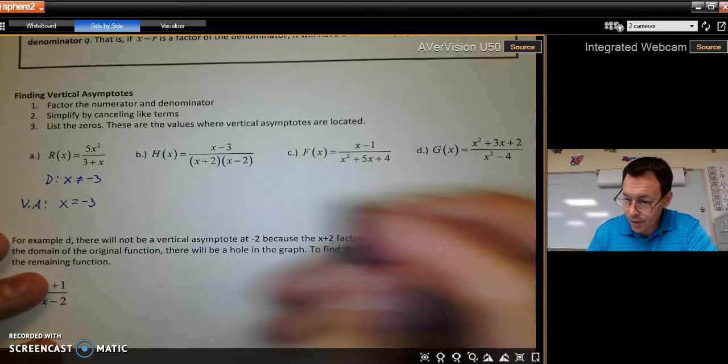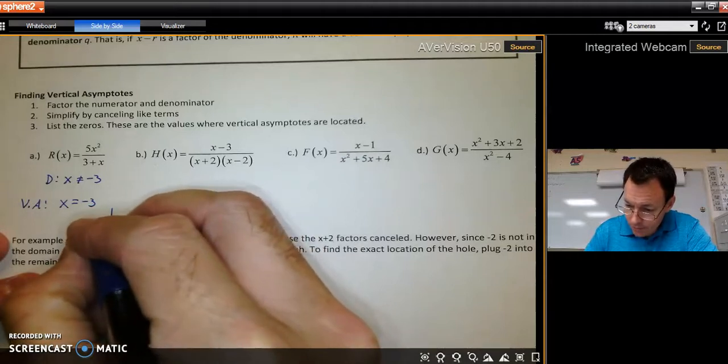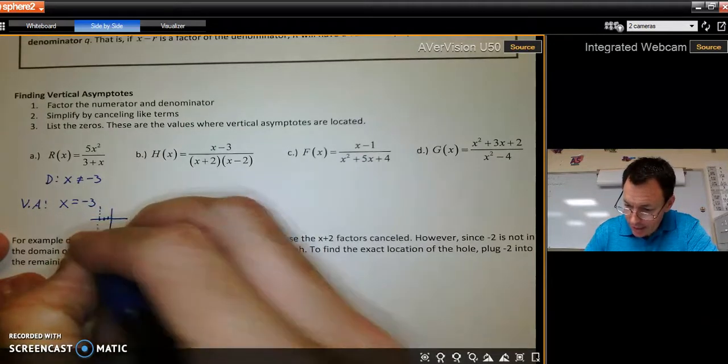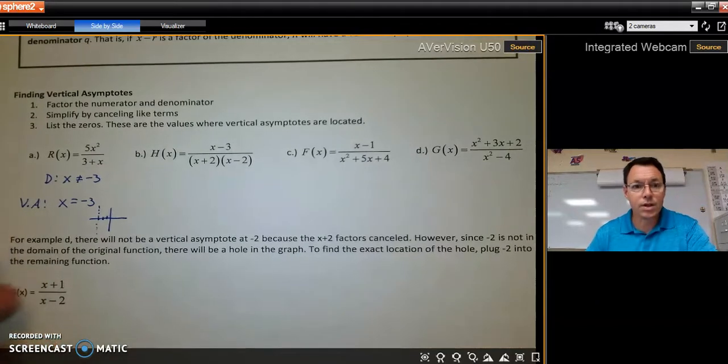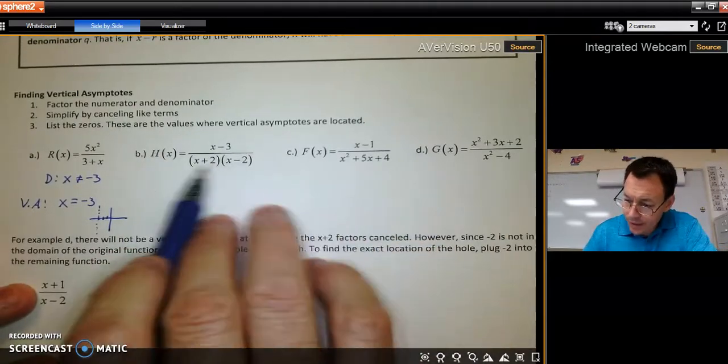Okay, so when we graph these, we would go over to negative 3, and we would draw a little dotted line, and that's a line we're not allowed to cross. We know that our graph is going to approach that dotted line. Okay? B. Now, B I already factored for us.